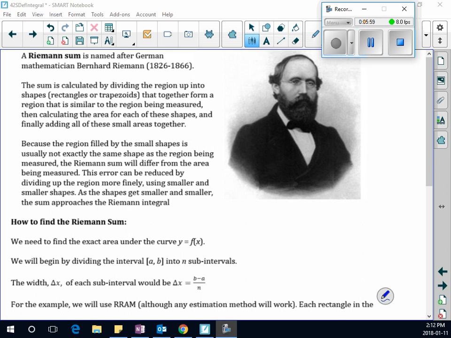I just thought pulling some history into this so you can see where some of these names are coming from. Riemann sum is named after German mathematician Bernhard Riemann.